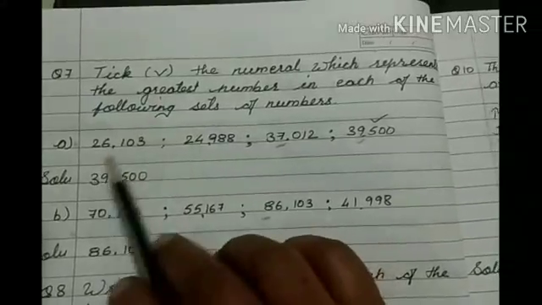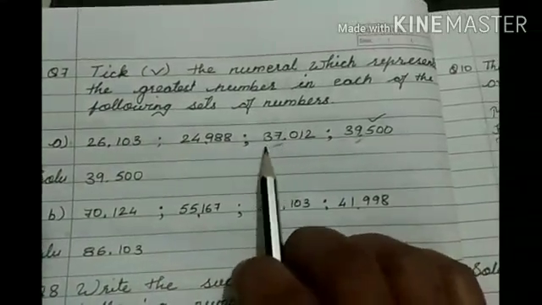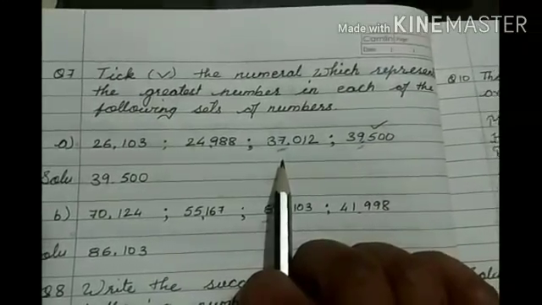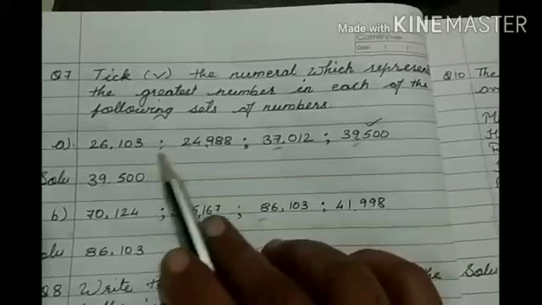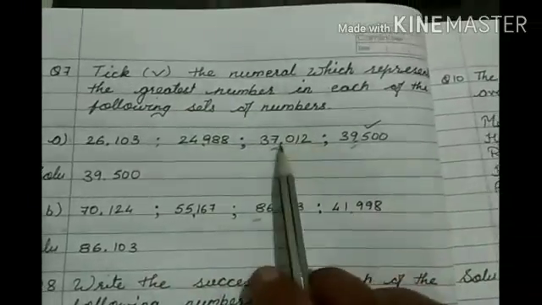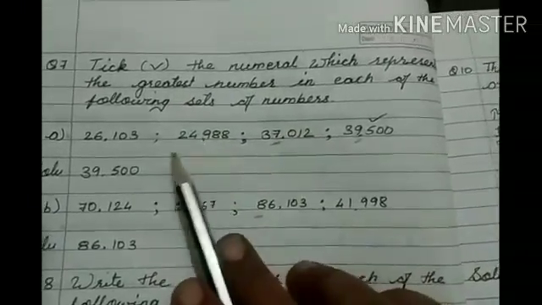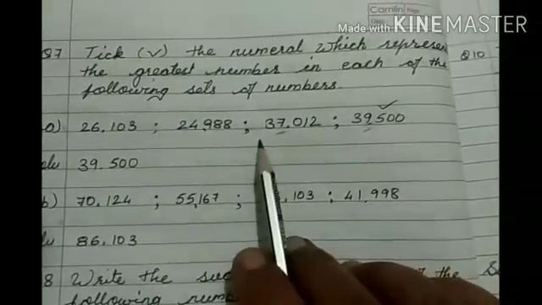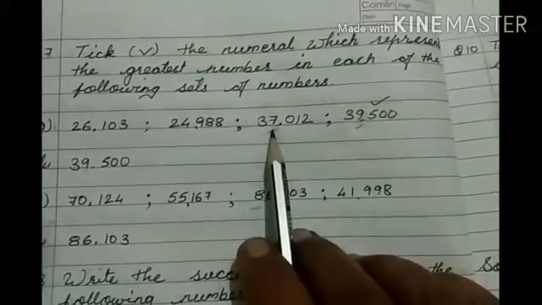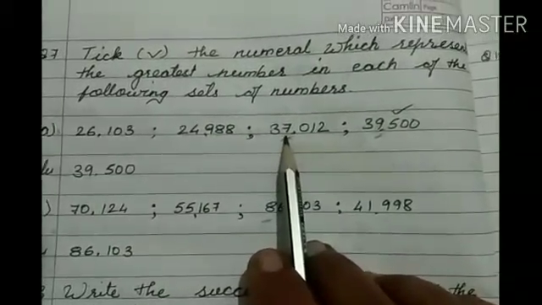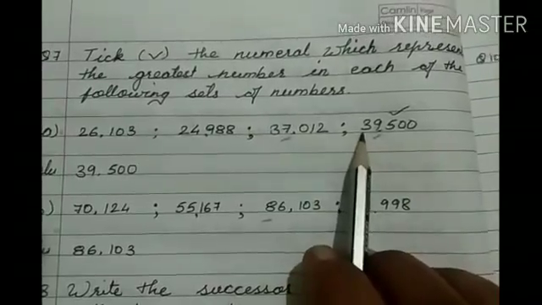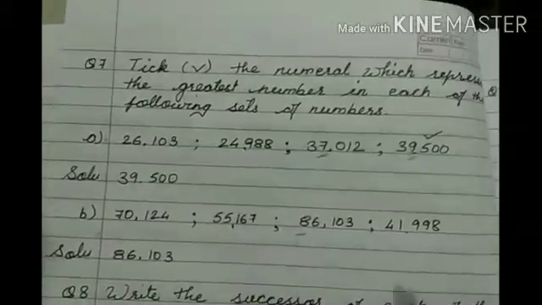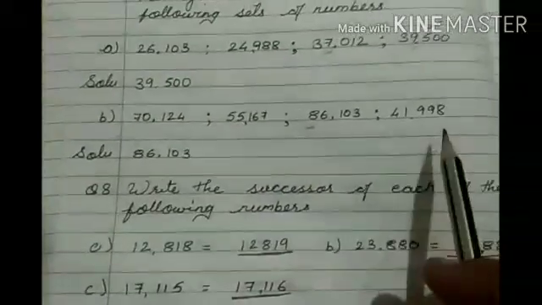These two numbers have 2 as the first digit from the left-hand side, and these two numbers have 3 as the first digit. We know that 3 is greater than 2 and we have to find the greatest number, so we compare these two numbers, not these, because these are smaller. The first digits are the same, so we compare the next digit. Here the next digit is 7 and here it is 9. So 39,500 is greater than these 4 numbers. Okay, so you have to do it by comparing like this.